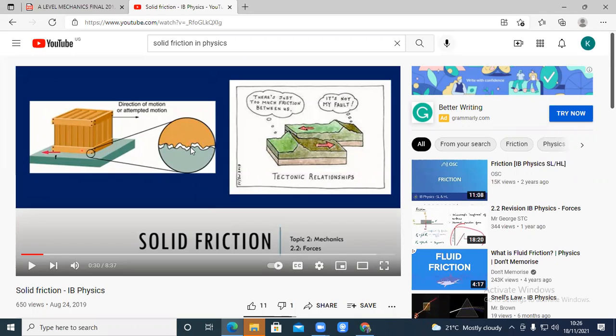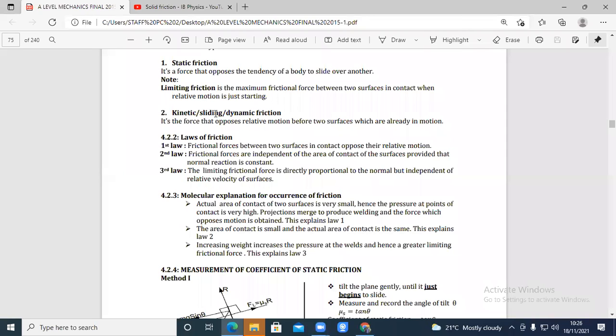And we said the smaller the area, the higher the pressure exerted. The pressure is very high. Because that area is very small, it will create what we call welding. They will be merged together, and that is what makes the bodies not move over one another. In that case, it opposes the motion between the two surfaces. Have you got it now, members?